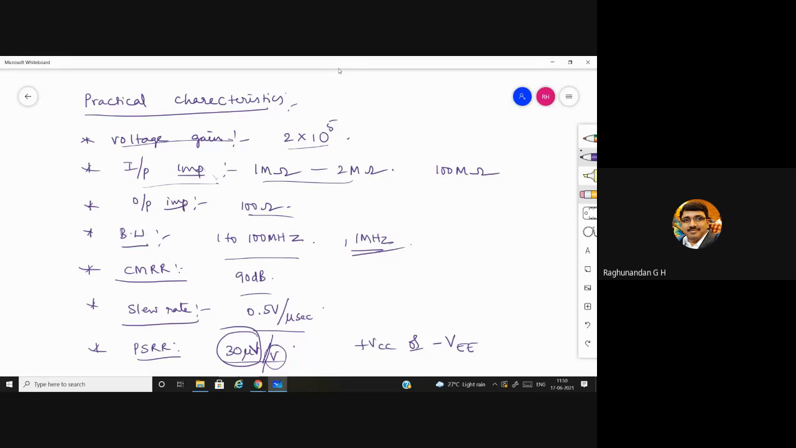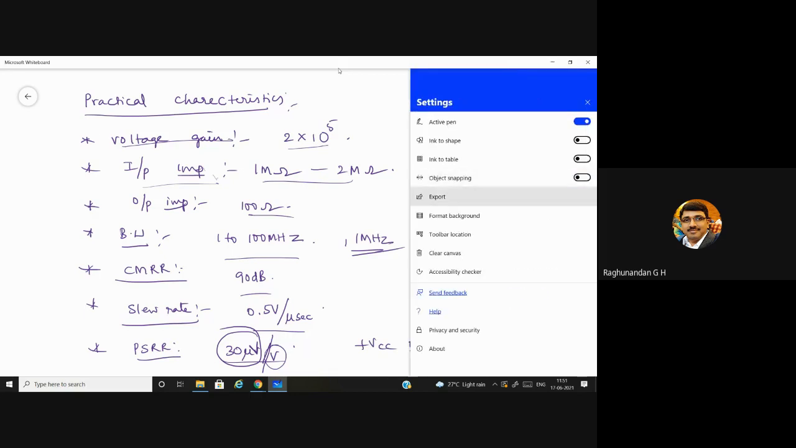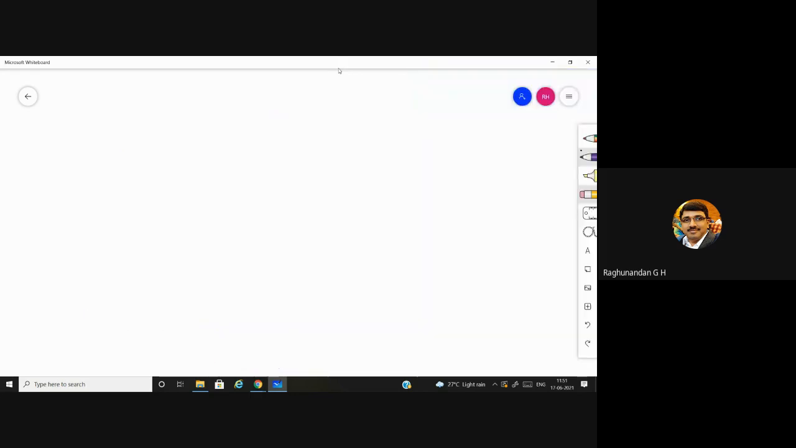The problems we are going to solve in this chapter are purely based on these parameters and on the applications we are going to discuss. So if you are perfect with the applications, that is the derivations and all, then you can easily solve the problems. If you don't know the derivations, then you cannot solve any problems. So just study this and come for tomorrow's class. We'll continue in tomorrow's class.